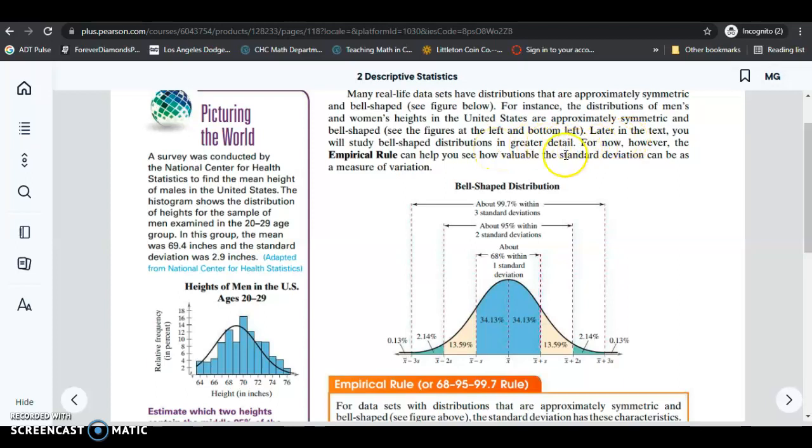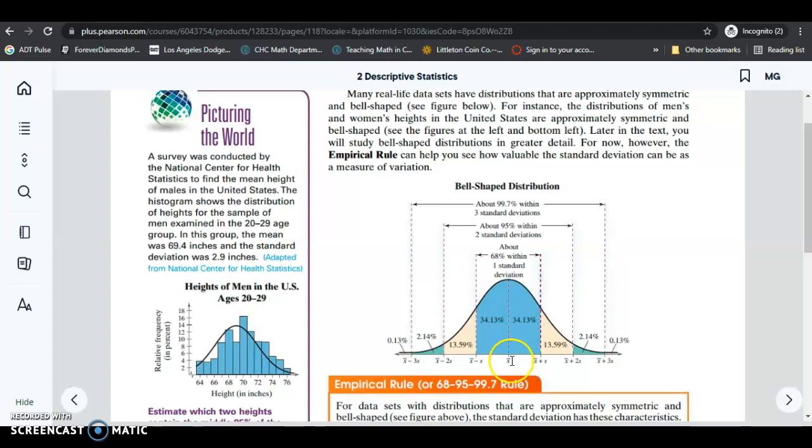Later in the text, you will study bell-shaped distributions in greater detail. But for now, the empirical rule can help you see how valuable the standard deviation can be as a measure of variation. If you look at this diagram carefully, it tells you the percentage of data values that you are expected to see within a given number of standard deviations from the mean.